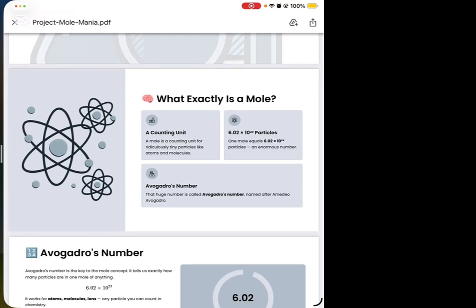A mole is a counting unit used in chemistry to count very small particles like atoms and molecules. One mole contains 6.02 times 10 to the power of 23. This large number is called Avogadro's number.